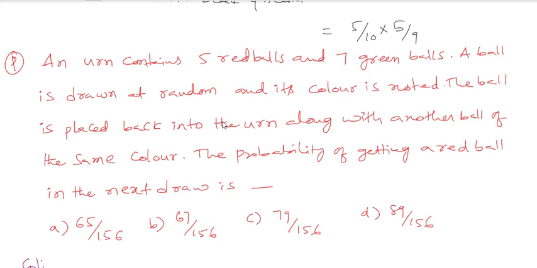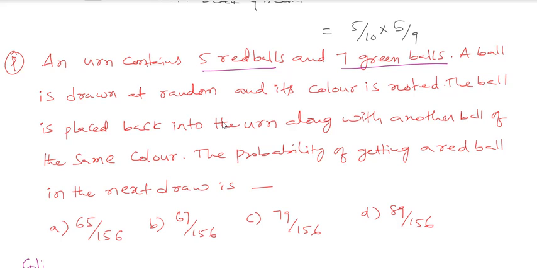If you observe properly, an urn contains 5 red balls and 7 green balls. A ball is drawn at random and its color is noted. So they took one ball and noted its color. And the ball is placed back into the urn along with another ball of the same color. Suppose the ball taken is red, they place it back. If they take a green ball, again they place it back with another ball of the same color.